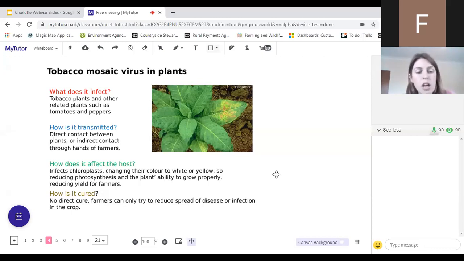How is it cured? There's no direct cure. Farmers can only try to reduce the spread of disease or infection in the crop. If you were in the communicable disease session a couple of weeks ago, we did look at tobacco mosaic virus, so this might be familiar. This is one of the plant diseases that you need to know about.